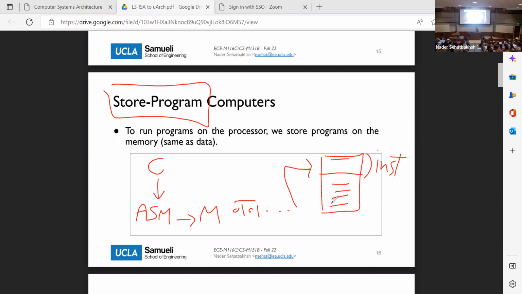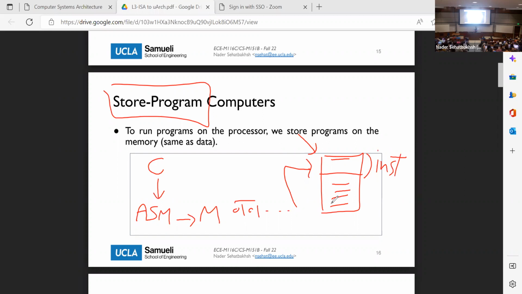But from the memory perspective, there is no difference between instructions and data. All of them are just a bunch of zeros and ones. And when we are reading things, there is no difference between instructions and data for us. Okay. And we call this the stored program format. Which basically means that instructions and data do not have any difference for us.